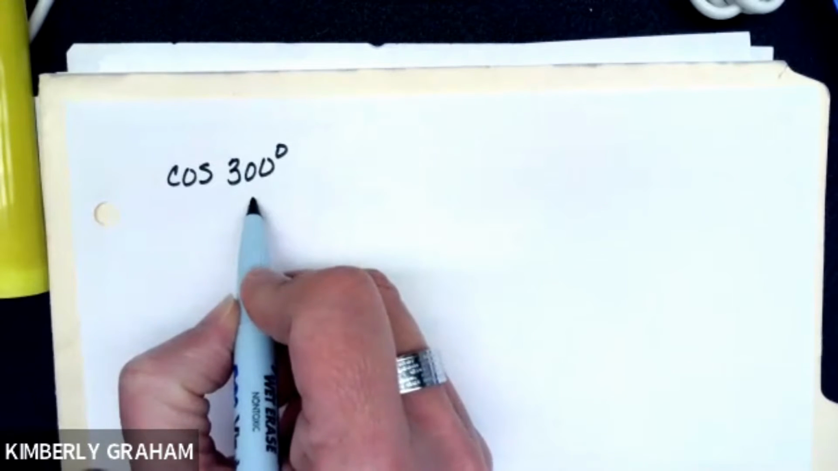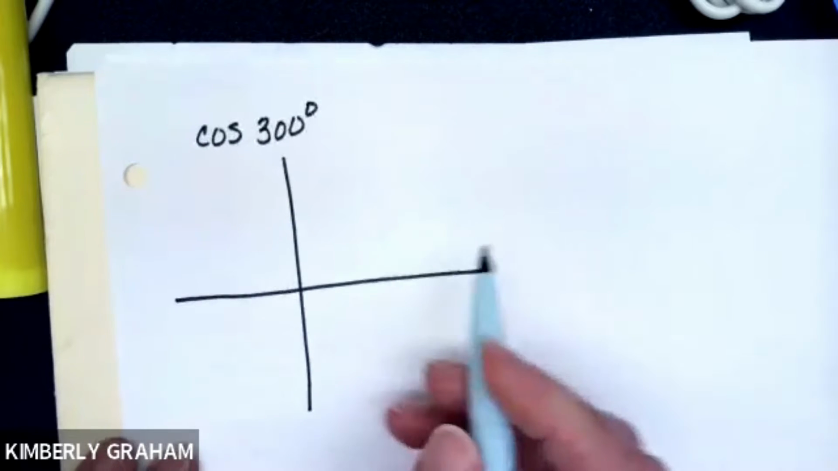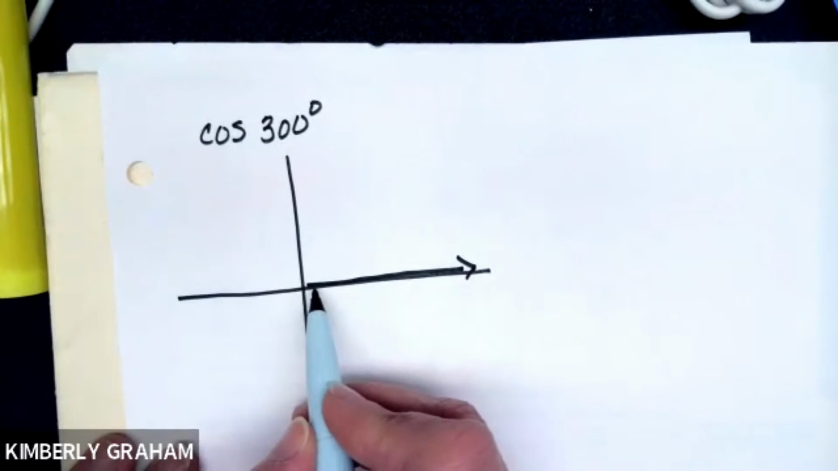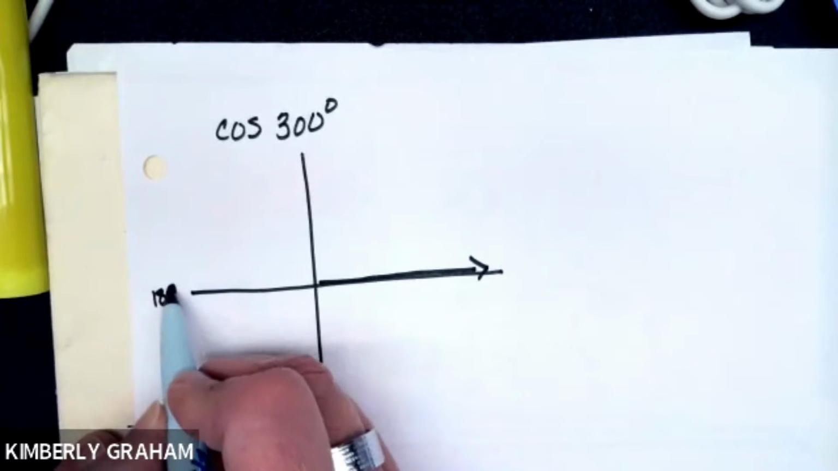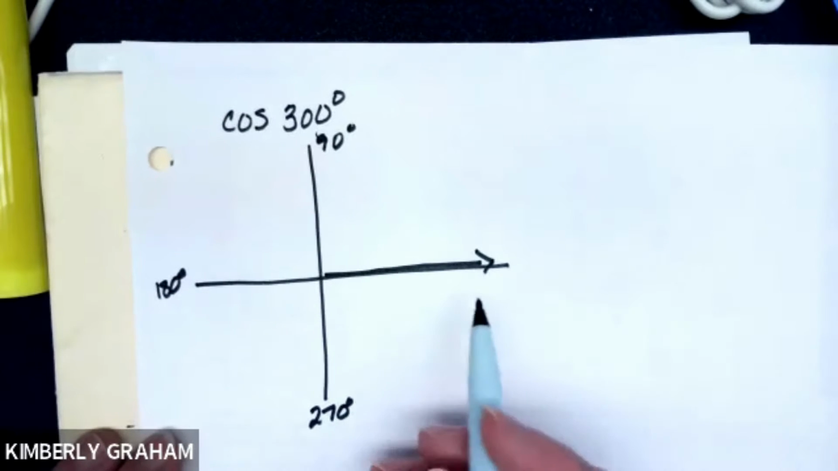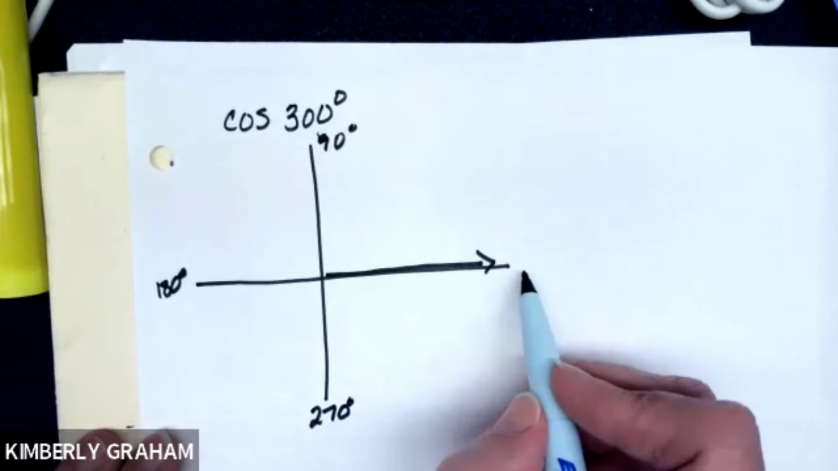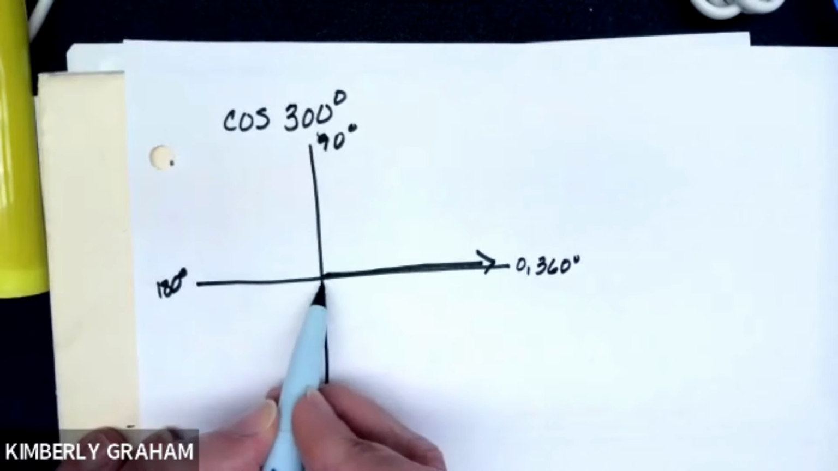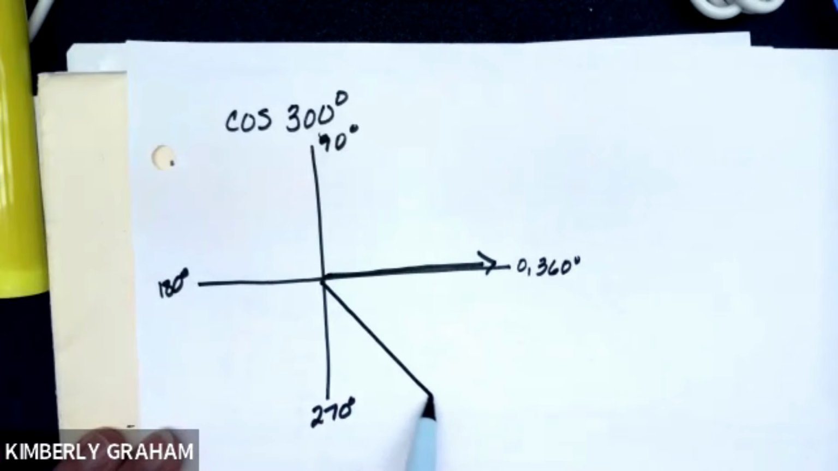All right, I'm going to draw in an angle that's 300 degrees. I know that this is 180, right? These go by 90, 90, 180, 270, all the way around would be 360. So I know 300 is over here in quadrant 4.